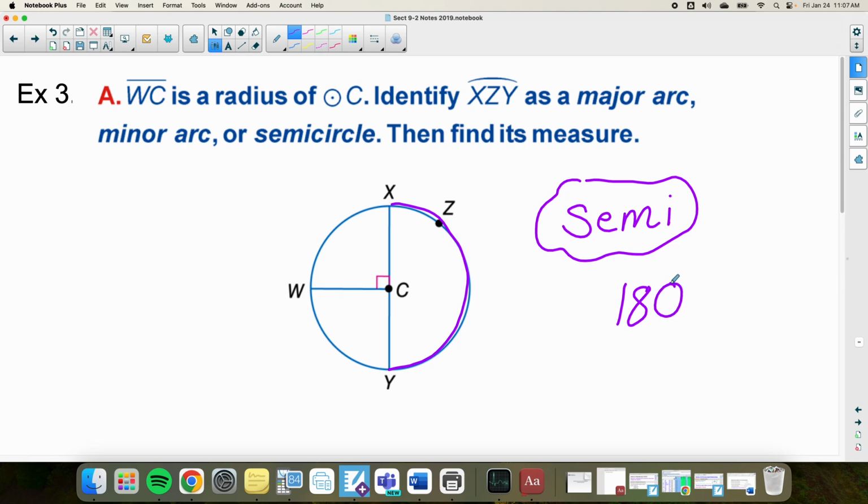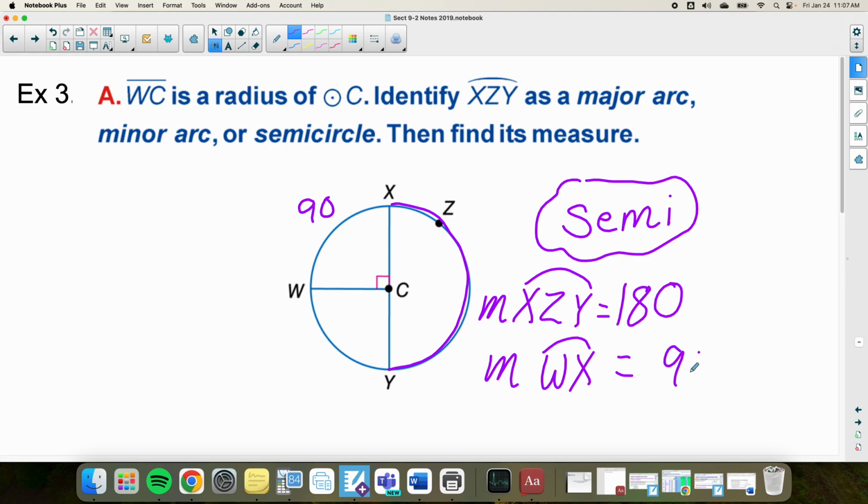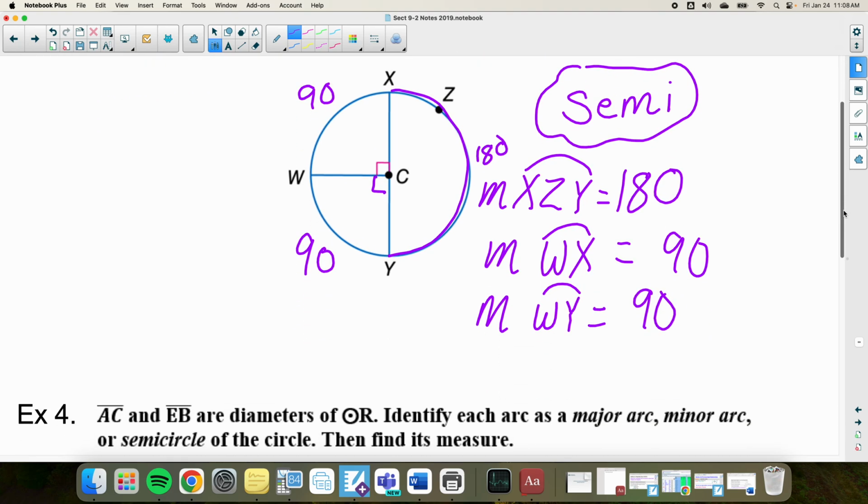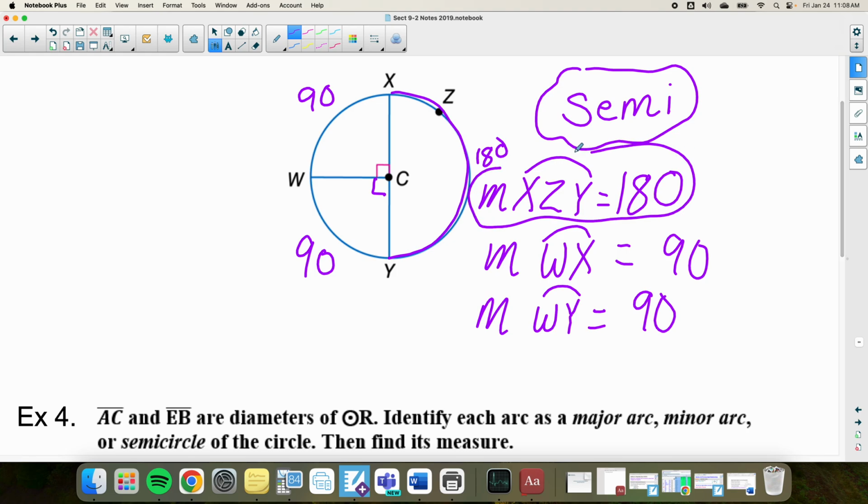What if they asked you, so this is the measure of arc XZY. What if they asked you for the measure of arc WX? If that's 90, what's this? 90, right? Okay. And then what do you think the measure of arc WY would be? 90 also. Because if that's right, this is right. So then this would be 90. So this is 180. Those two are 90. Okay. All right. Then let's go on to the next question.